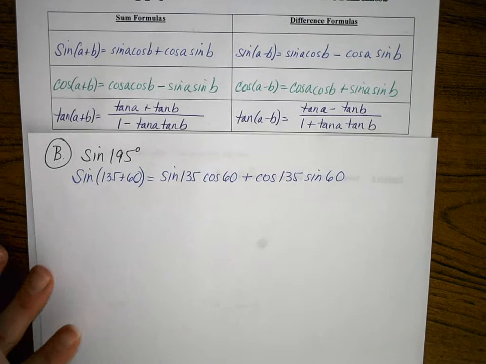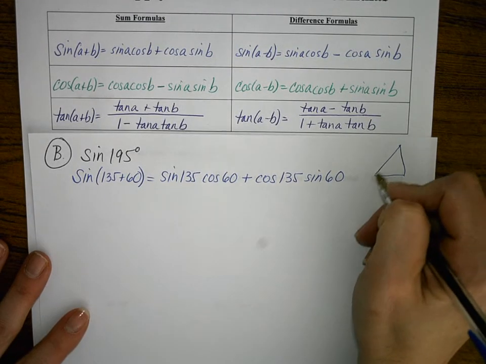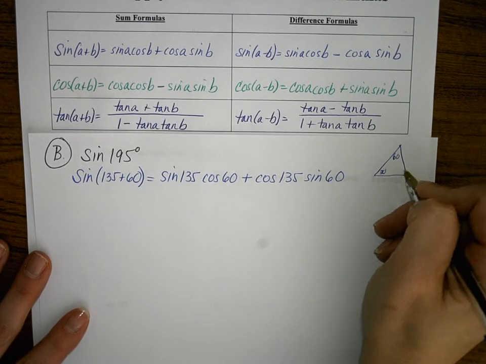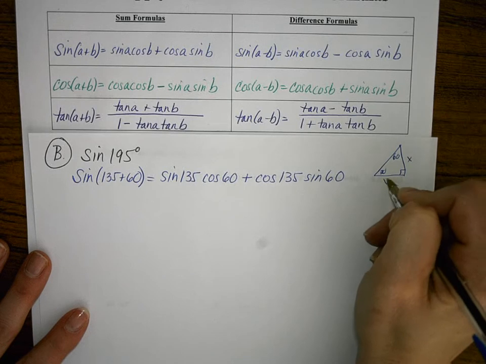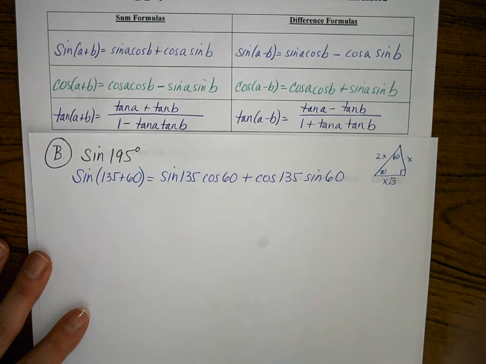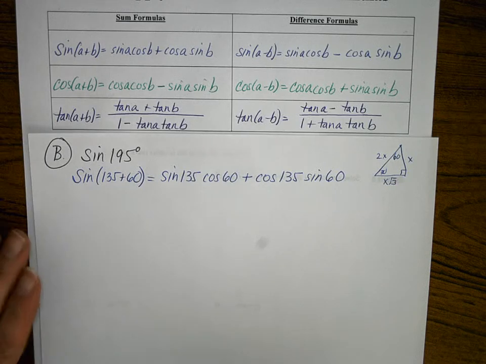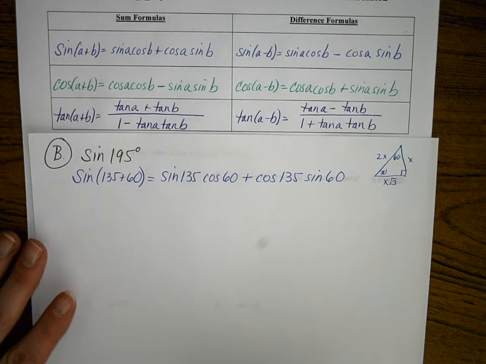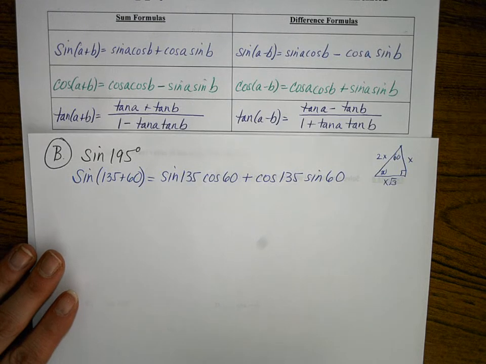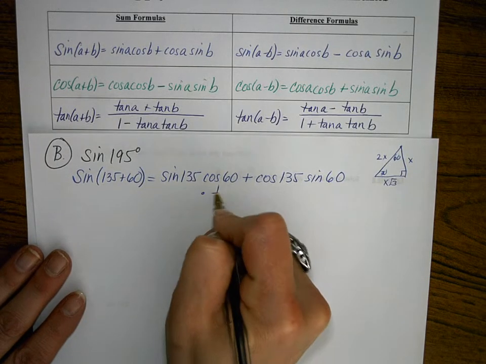Now my 60s, gotta love them. We're just going to make our 30, 60, 90 right triangle. Across from 30 is x, across from 60 is x root 3, and the hypotenuse is 2x. What is the cosine of 60? Connor, what's the cosine of 60? How do I find cosine? X over 2x, which simplifies to 1/2. Good. So the cosine of 60 is 1/2.